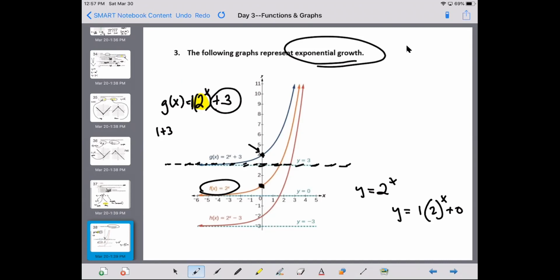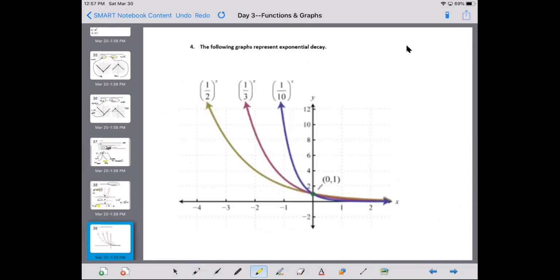And then here you've got y equals 2 to the x power minus 3. Understood a y-intercept of 1, but if we drop it down 3, we're going to see our y-intercept at -2. But we also see the horizontal asymptote at y equals -3, which was identified right here.